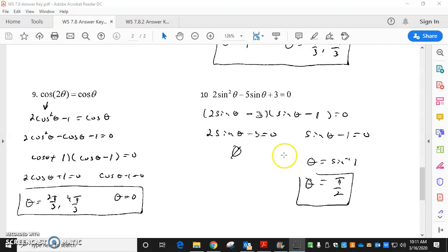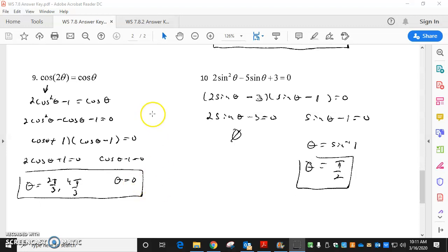Number 9 is kind of straightforward. I just rewrote the double angle using the 2 cosine squared minus 1 formula, and then that was a quadratic, and I solved that one. So follow my steps. You should be able to see what I did there.